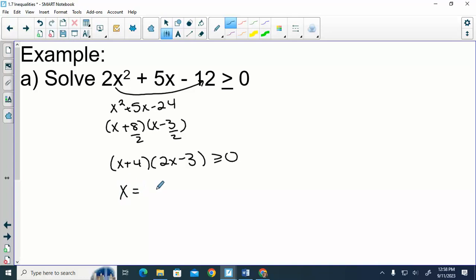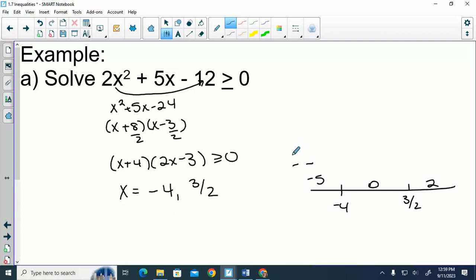So if you set those equal to 0, we get negative 4, positive 3 halves. Okay, test points. Give me something smaller than negative 4. In between negative 4 and 3 halves. And bigger than 3 halves. Okay, so if we put a negative 5 in, negative 5 plus 4 is negative. 2 times negative 5 minus 3 is negative. Negative times negative is positive.